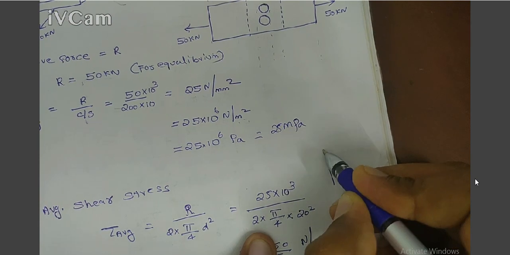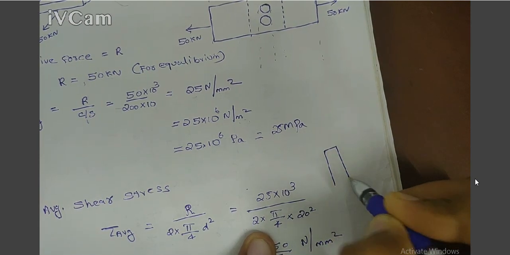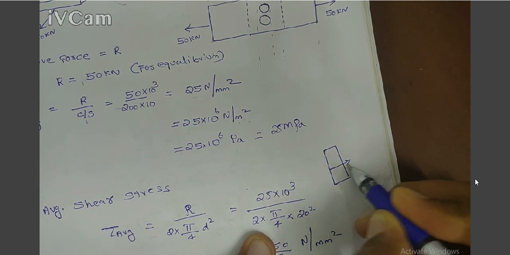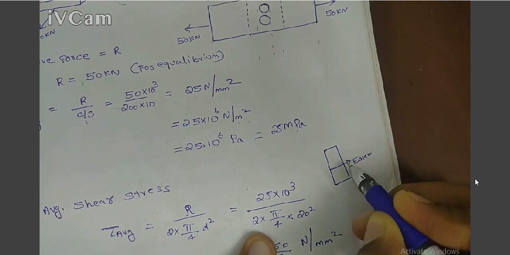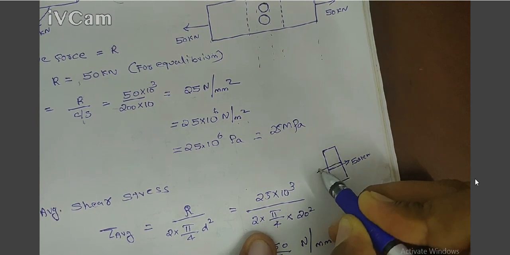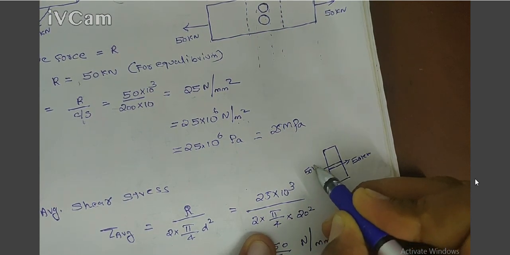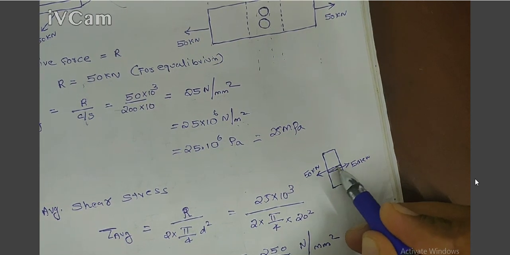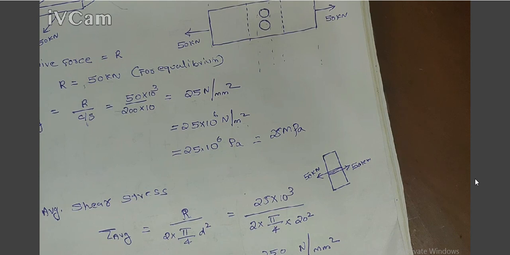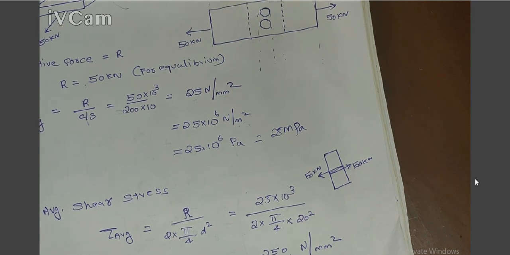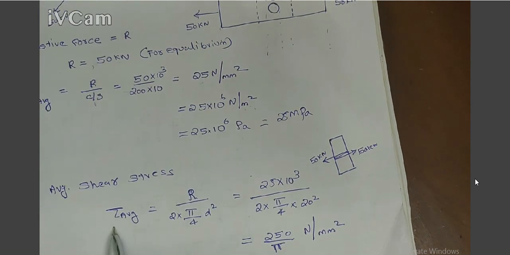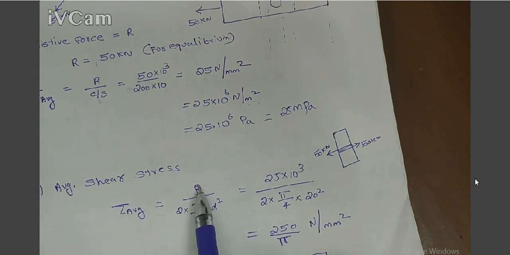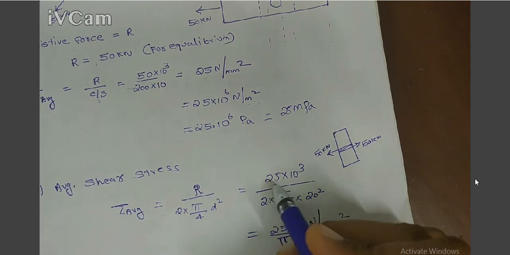There are two bolts, one behind this bolt, and here a shear force of 50 kN is acting, and on the same plane another force is acting tangentially. So this is the resisting cross section. In between there will be a resisting cross section for the shear force. So tau average is equal to the resistance against the 50 kN external load.